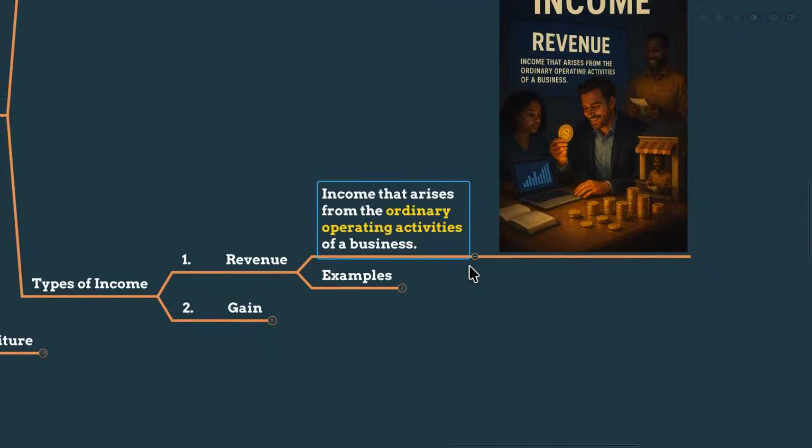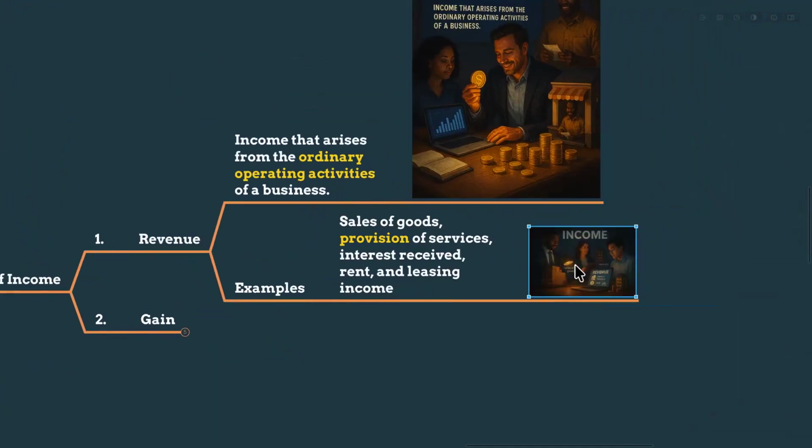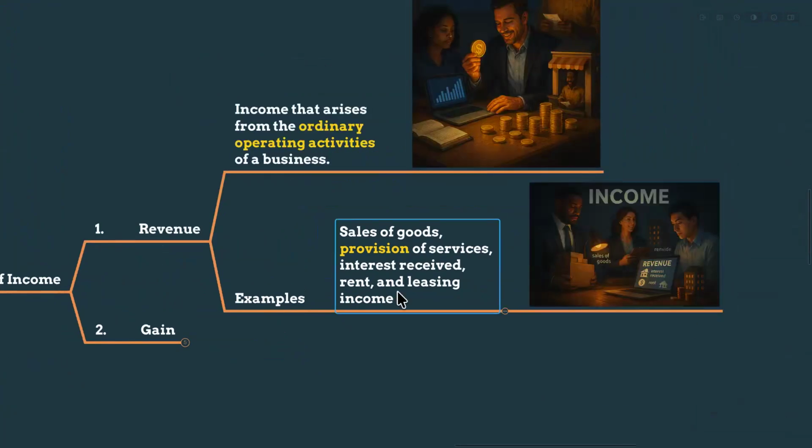You are going to receive interest. You are going to receive your rent amount. You are going to receive lease income. So it's going to be ordinary. These are the examples, my dear: sales of goods or provision of services, the interest received, the rent received, leasing income received. These are the ordinary course of business, right?